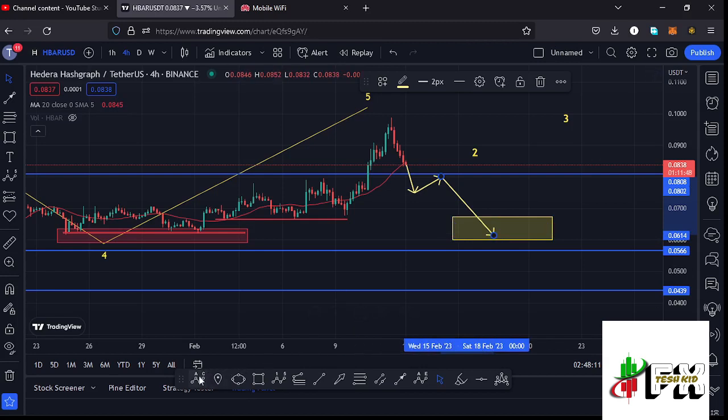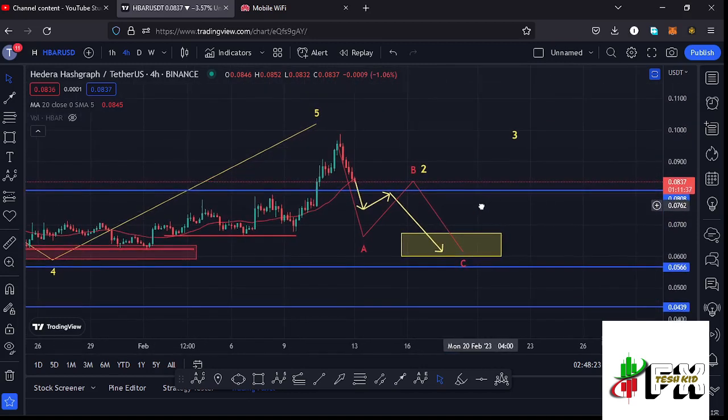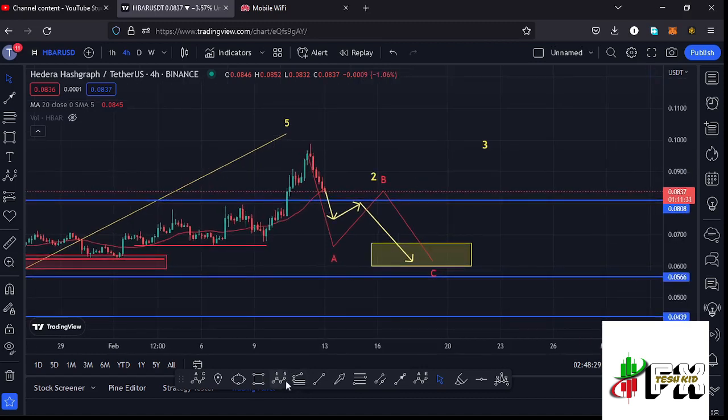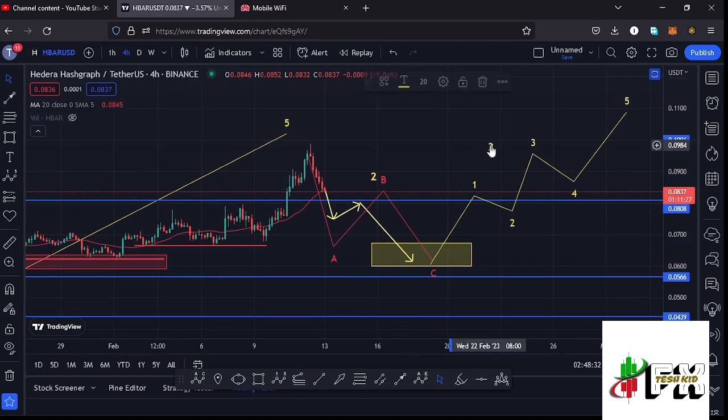And also expect to see an ABC corrective structure because of the corrective nature in the formation of a larger Elliott wave count 2, having the wave C fully maximizing our yellow target area. And once the wave 2 is in, then that will be another perfect entry into Hbar, so that we can ride another 5 wave structure to the upside in the formation of a larger Elliott wave count 3 to the upside. So that is what I'm expecting here on the short term scenarios.